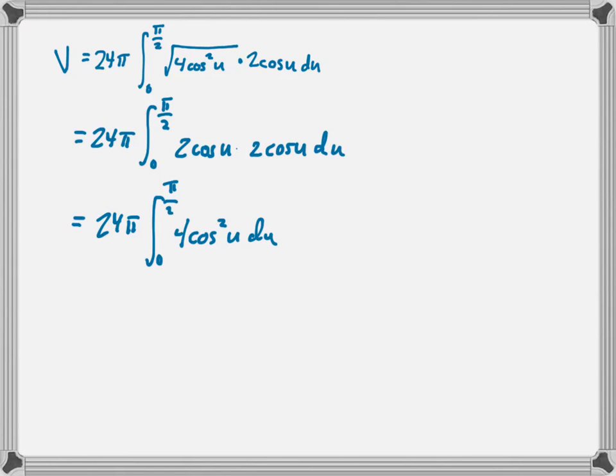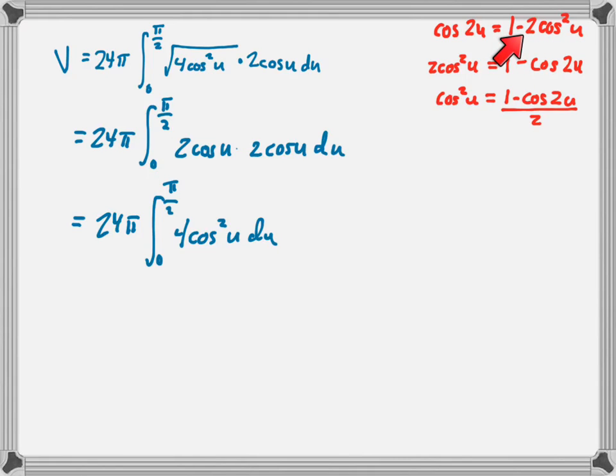Now this, again, is deceptively simple. I would love to be able to just integrate this, but the cosine squared presents a problem in as much as I can't reverse the chain rule on this, so I have to be more crafty. So here's another identity that should be handy. That's the double angle identity: the cosine of 2u equals 2 cosine squared minus 1. That's one of 3 choices in your handbook. When I solve for the cosine squared, I end up with (1 plus cosine of 2u) over 2.